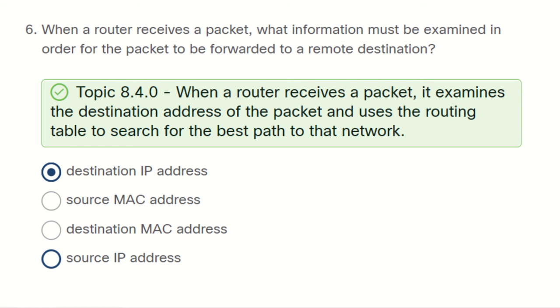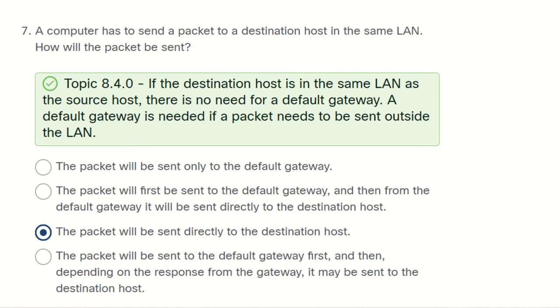When a router receives a packet, what information must be examined in order for the packet to be forwarded to a remote destination? The destination IP address. When a router receives a packet, it examines the destination address of the packet and uses the routing table to search for the best path to that network.